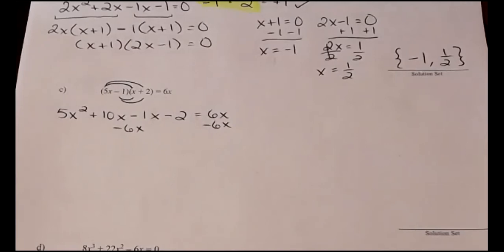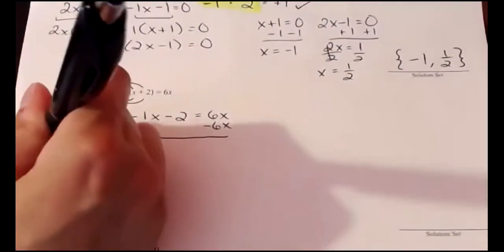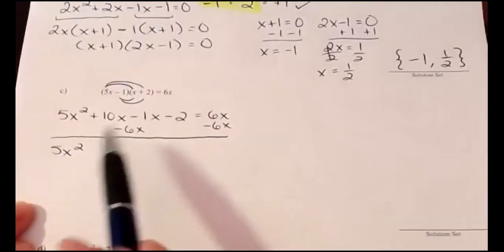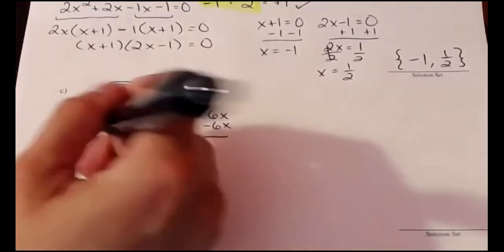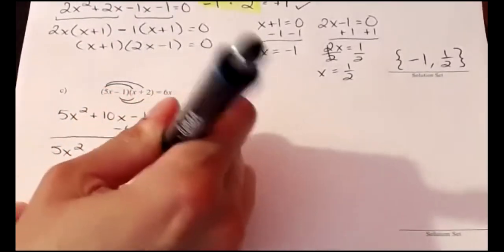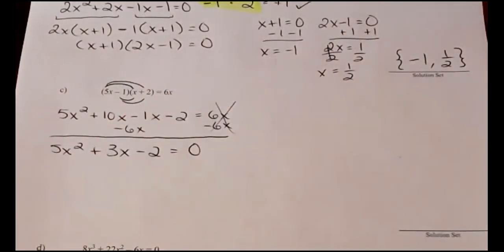I drop the parentheses so that I can clean it up and bring the 6x over and combine it with its like terms. If you keep the expressions in parentheses, you can't do that. So we distribute to drop parentheses. And now that leaves me with 5x squared. And then I've got 10x minus 1x minus 6x. Altogether, that ends up leaving me with a plus 3x minus 2, and then equals 0. That's how you would progress through the problem.